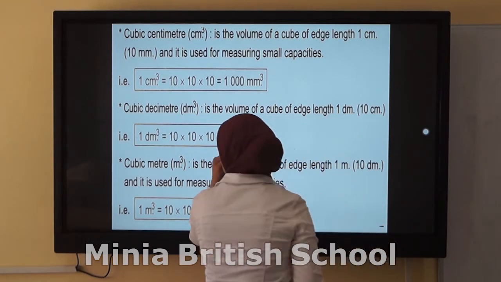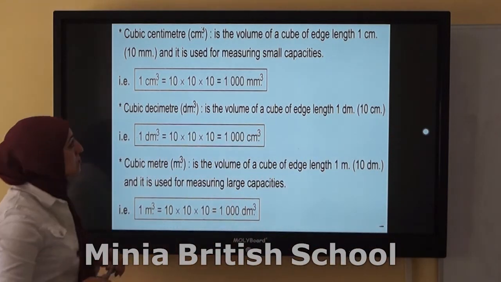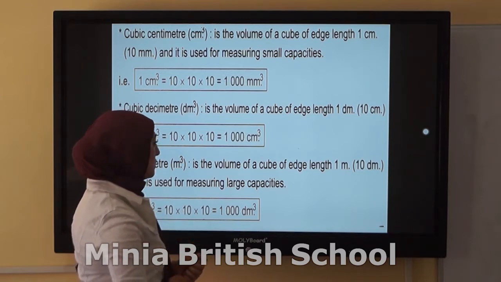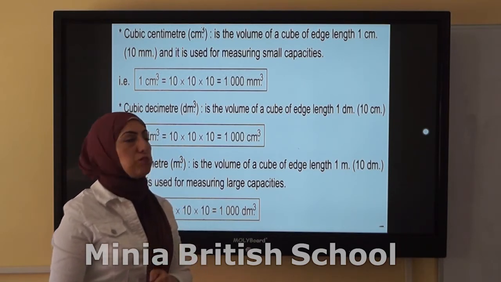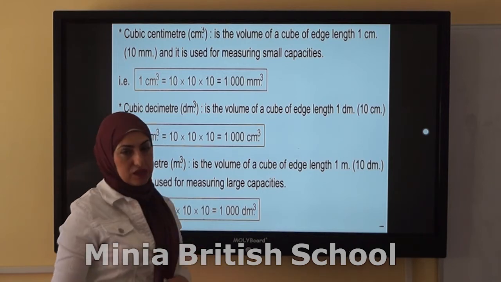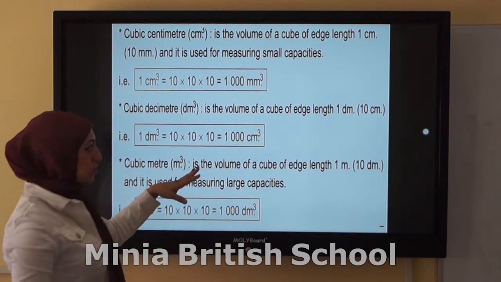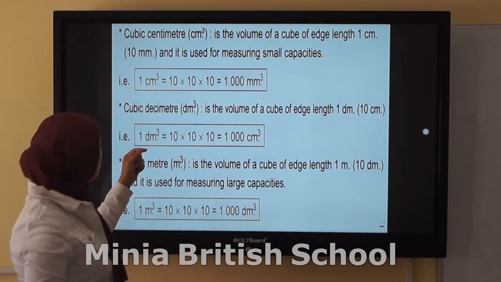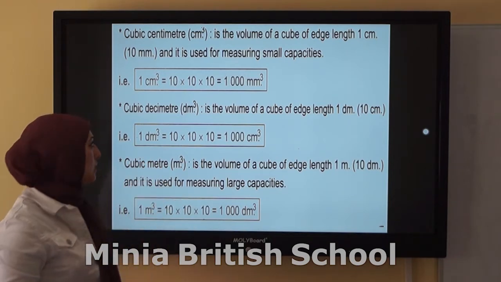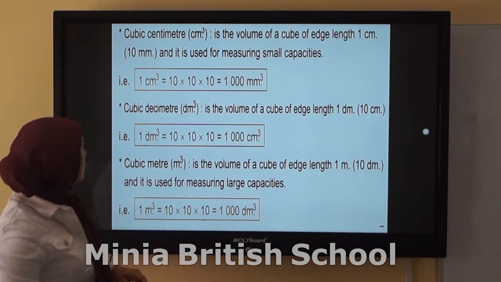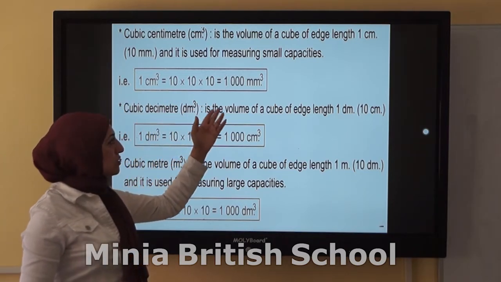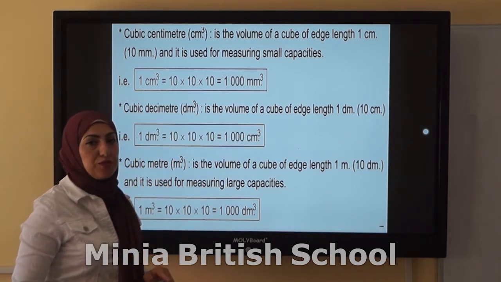A cubic centimeter is the volume of a cube of edge length 1 centimeter or 10 millimeters, and it is used for measuring small capacities. These units are not new; the new ones are only the liter and milliliter. Now, one cubic centimeter equals 10 times 10 times 10, so it gives me 1,000 cubic millimeters.